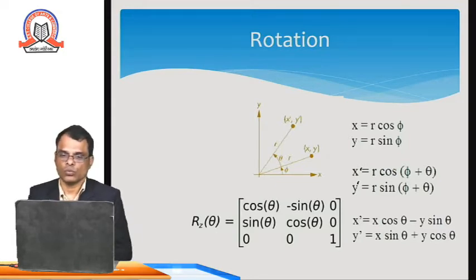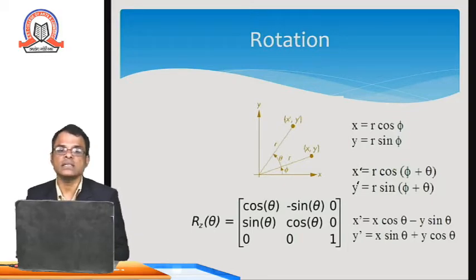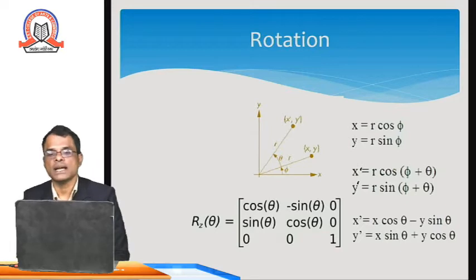Now this phi we calculate in terms of theta. So actually if you see that whole angle from the base, it is theta plus phi. So x dash is equal to r cos(phi plus theta) and y dash is equal to r sin(phi plus theta). When we solve, we get x dash is equal to x cos theta minus y sin theta and y dash is equal to x sin theta plus y cos theta.